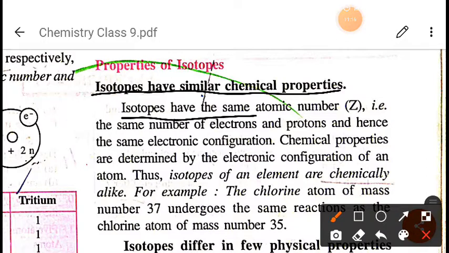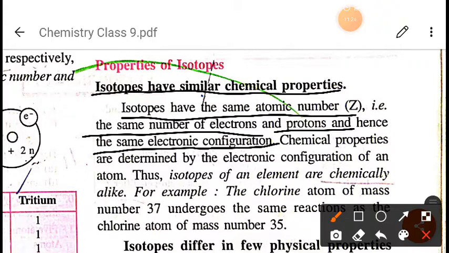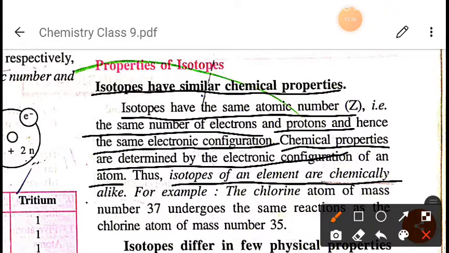Isotopes have the same atomic number, which is Z, and the same number of electrons and protons, and hence the same electronic configuration. But chemical properties are determined by what? The electronic configuration of an atom, right? So we can say isotopes of an atom are chemically alike.